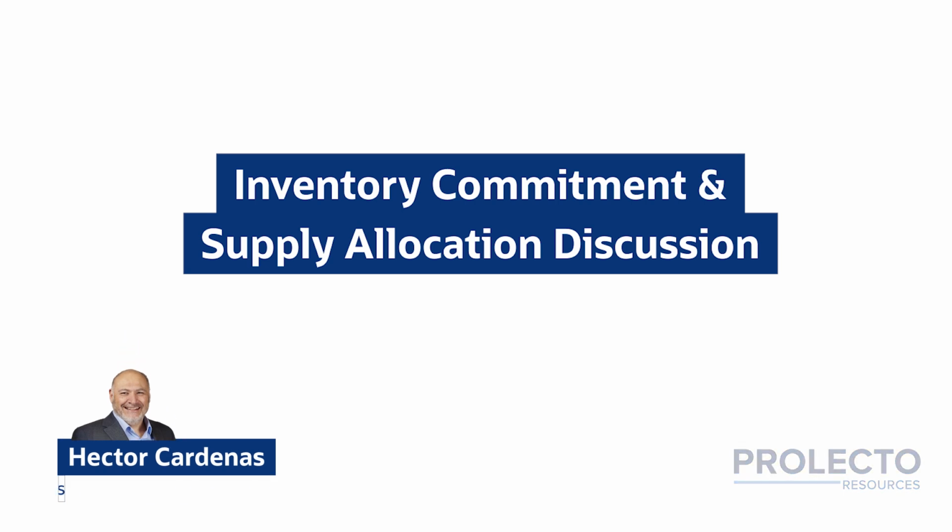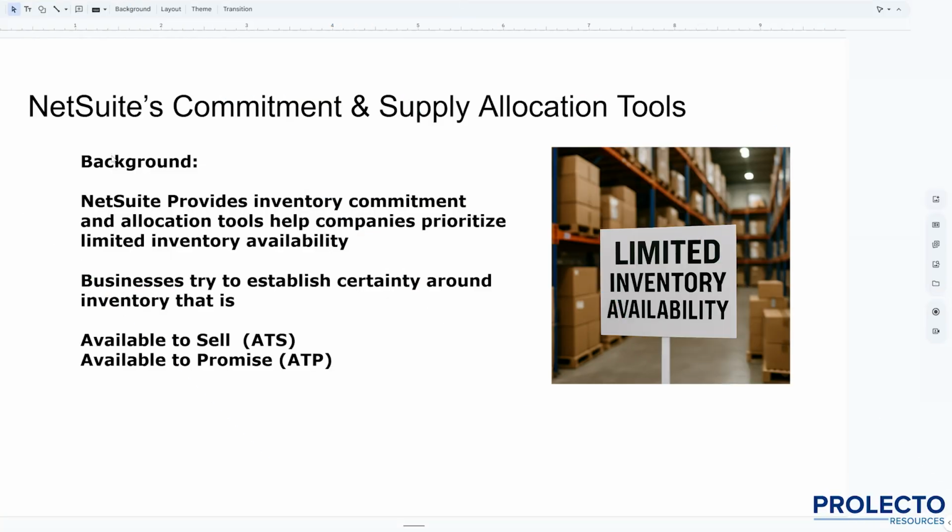We've got a conversation here about just NetSuite supply and allocation tools, right? So NetSuite provides these inventory commitment and allocation tools, so people can prioritize the limited inventory that's around. There's a limitation to how much inventory you have. You have to figure out which of your customers is going to get it. So they give you all kinds of tools to try to commit inventory to customers.